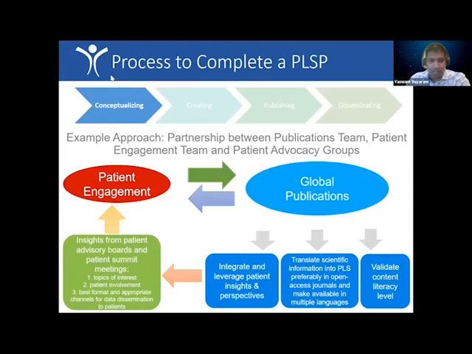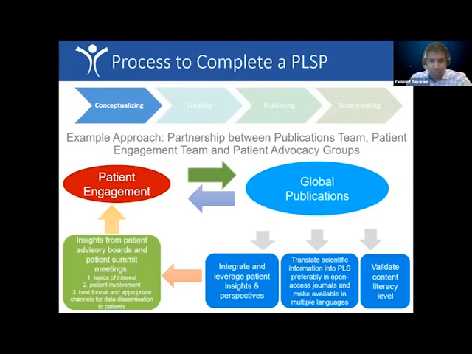Thank you, Betash. And just as a brief introduction, my name is Jaswant Dar. I'm head of publications and medical inquiries here at Bayer Oncology. Yuan had mentioned earlier that we recently published a PLSP, and this slide essentially depicts the approach or best practice for that case example.